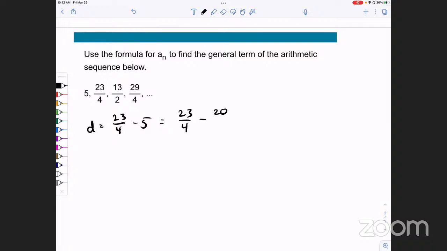5 times 4 is 20. It's 3 over 4. Looks like we're adding 3 over 4 each time: 23 over 4, 26 over 4, 29 over 4, right? So we have our common difference.